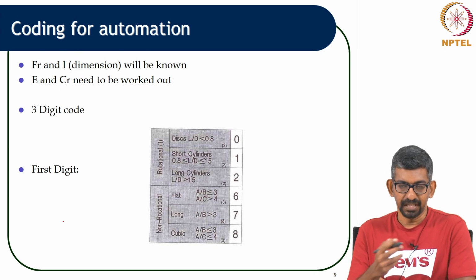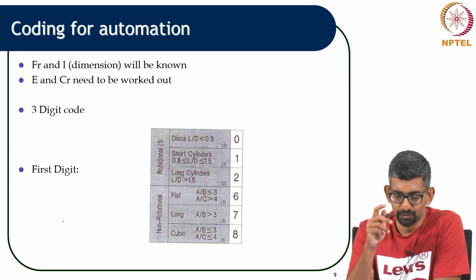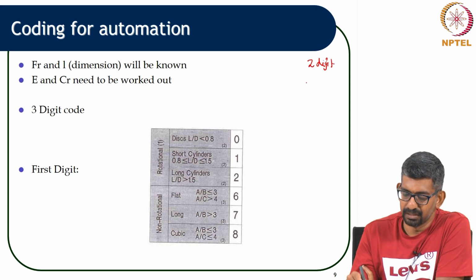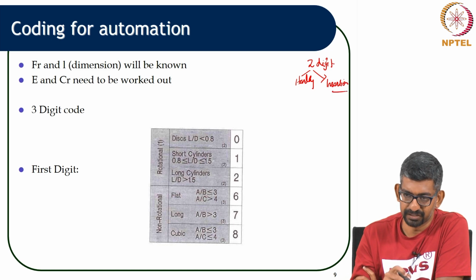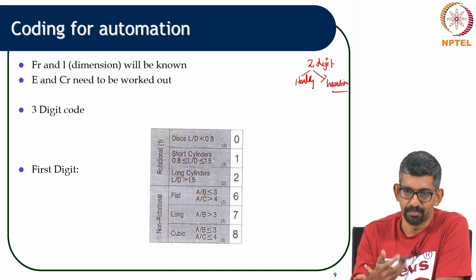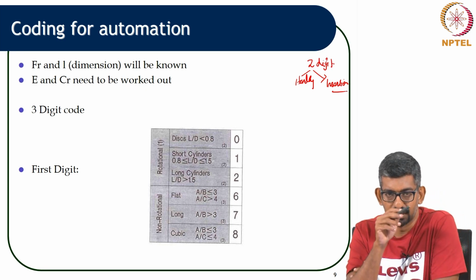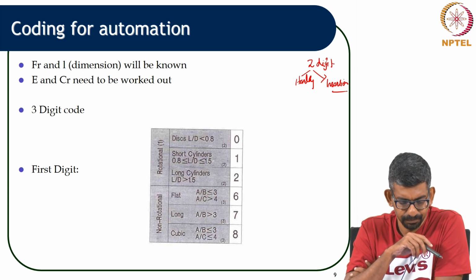Now, it is very similar to the Boothroyd approach, where we used a 2-digit code, if you remember, and the first digit was for handling, and the second digit was for insertion. In a similar fashion, we are going to develop some kind of a coding technique here, from which we will get some time that is associated with the assembly procedure.